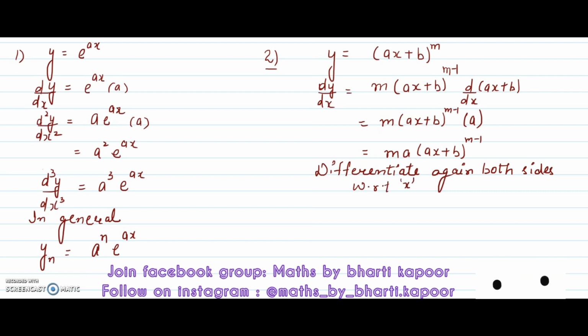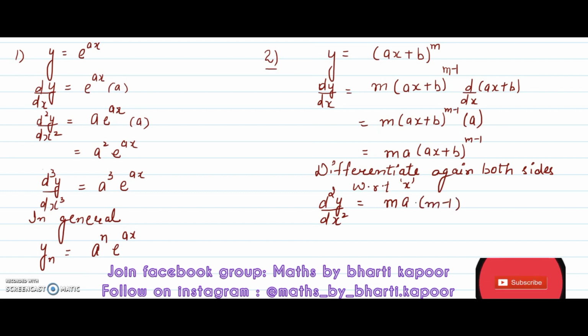Because x is the independent variable. So again, differentiating the first order derivative, I will get the second order derivative. And again we will apply the same rule here. m and a are our coefficients. So m minus 1 into ax plus b raised to power m minus 2. And again the derivative of ax plus b will give you a.